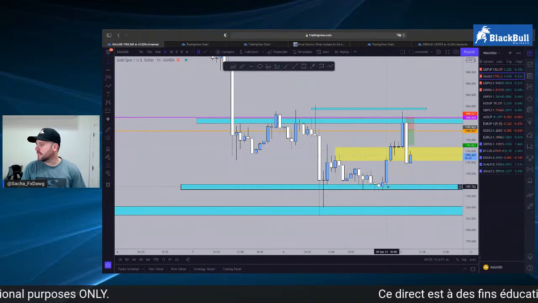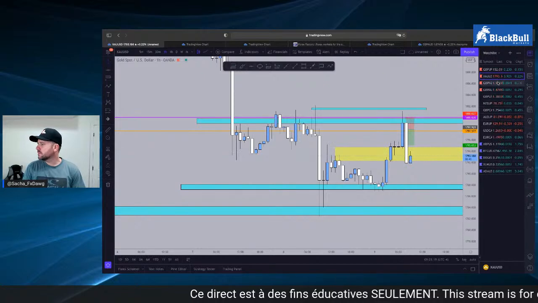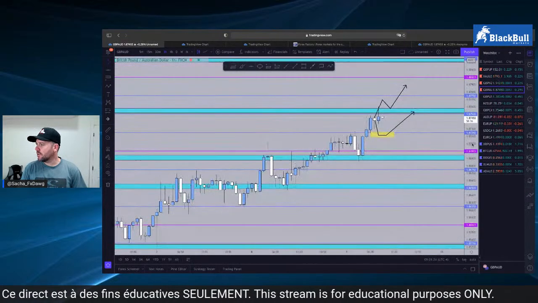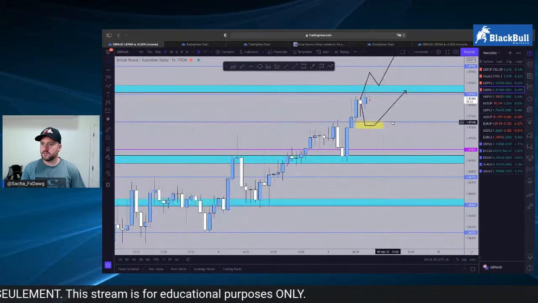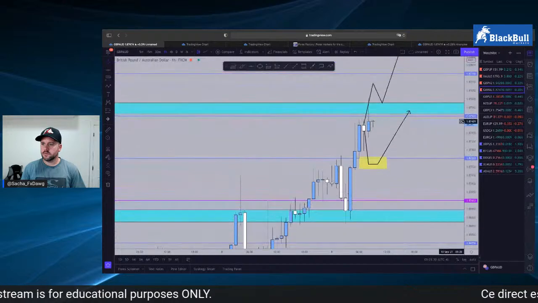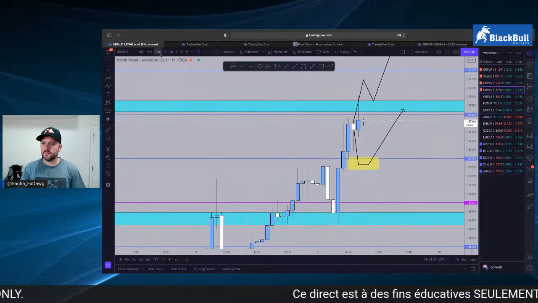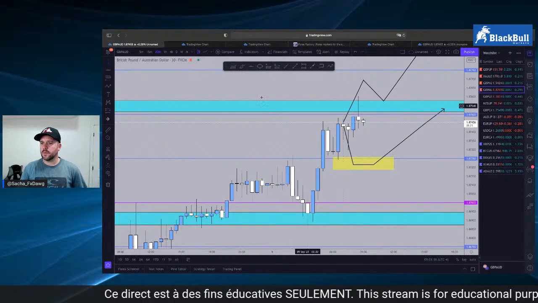Now we should go retest this level, 1789. That's gold. GJ closed under the zone, so I want price to come down here in this area. Damn it. So I'm going to wait.